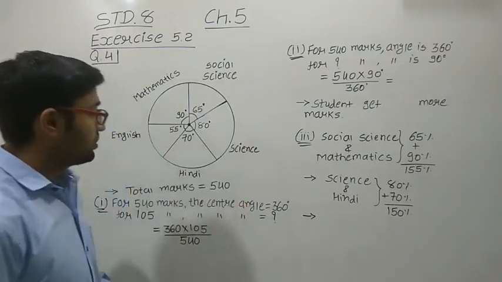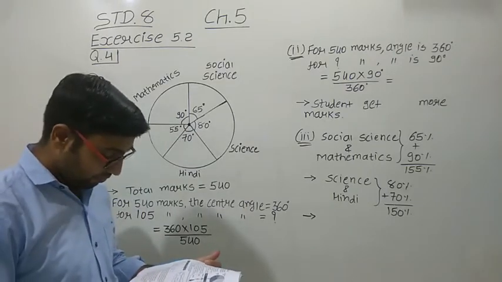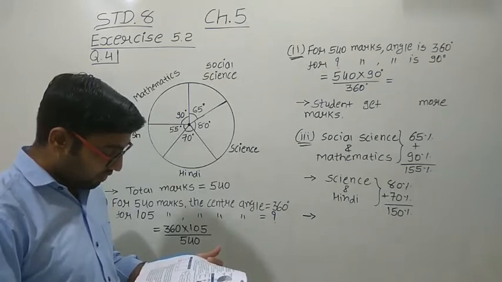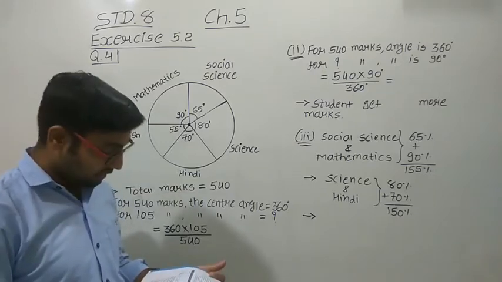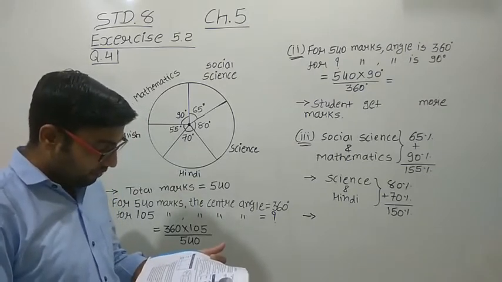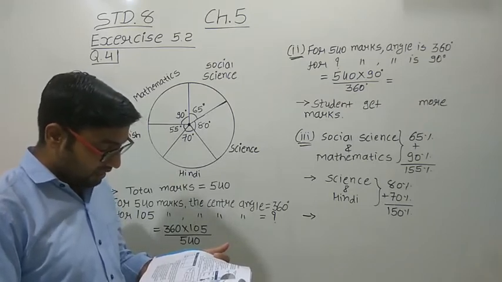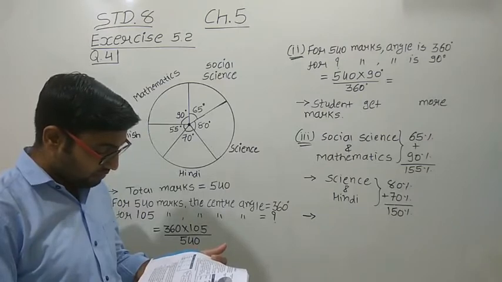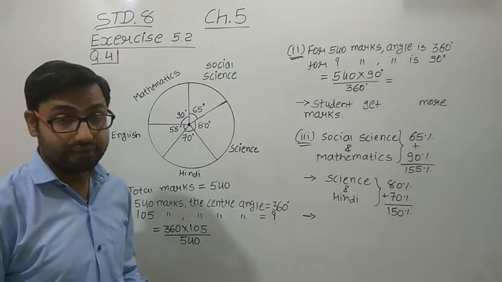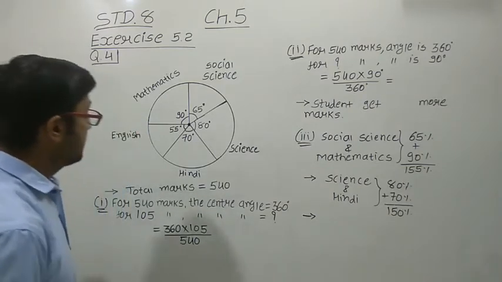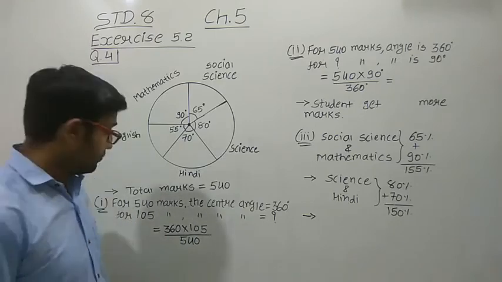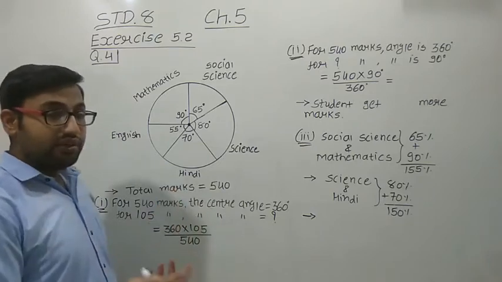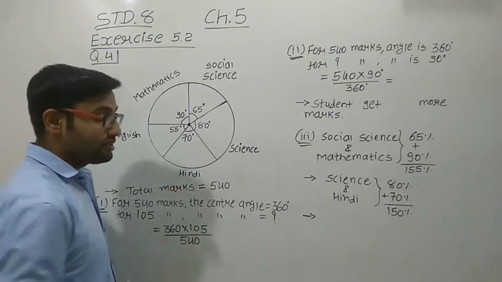Now what is the first question that we have? That is, in which subject did the student score 105 marks? See here, one hint we have given that for 540 marks, the central angle is equal to 360 degrees. So for 105 marks, what is the central angle? See, the first question here is, we have given the marks, that is 105 marks. But for which subject? In which subject did the student get 105 marks?